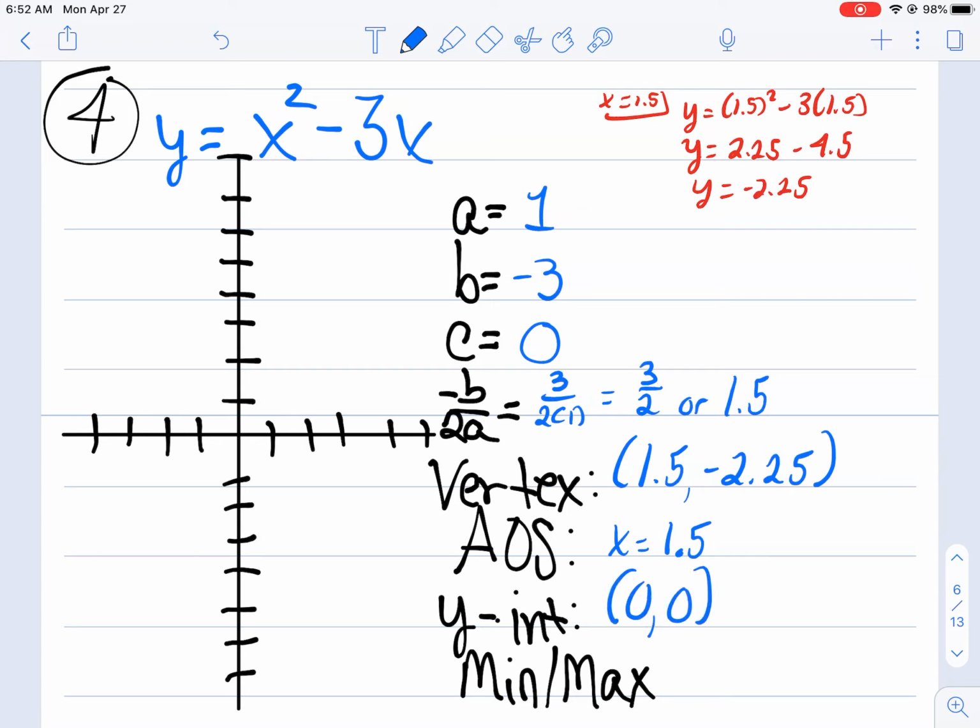Okay, go ahead and finish our list. Y-intercept then is 0, 0. And since A opens upward, because A is positive, then we're going to have a min of negative 2.25. All right, so I'm going to pause it again for a second and let you get the graph. Start with the vertex, dash in the axis of symmetry, and then try to reflect two ordered pairs on either side of the AOS. All right, I'll pause for a second and we'll check our answer together.